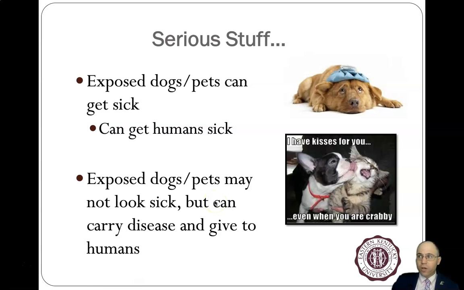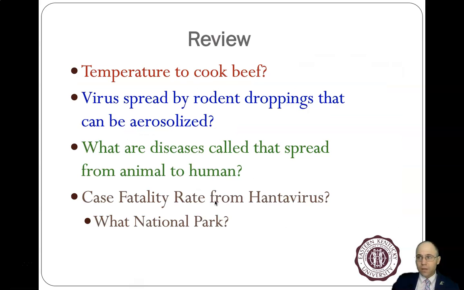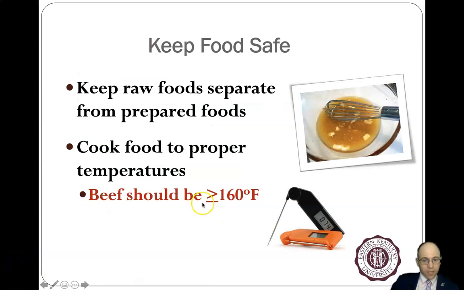So let's do some quick review items. What temperatures should we be cooking beef at? If you really want to err on the absolute extreme side of caution, 165 Fahrenheit would be on the extreme end. But ground beef in particular should be cooked at least 160 Fahrenheit. And ground chicken and ground pork at least 165.